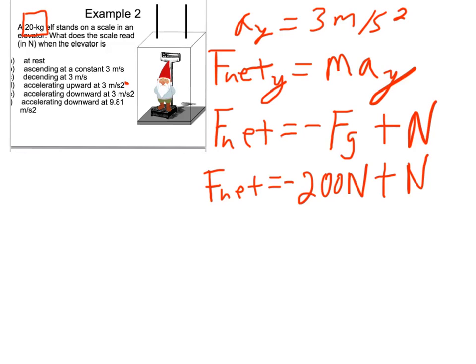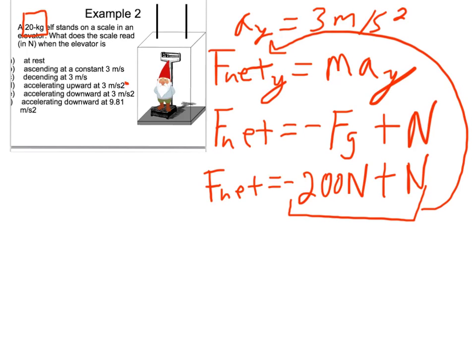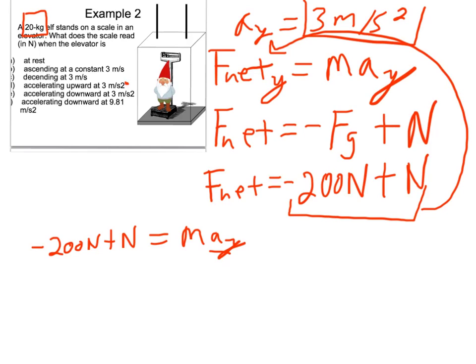Okay, so now let's take this information here and plug it in for F net in our original equation. Now we have negative 200 newtons plus our normal force equals mass times the acceleration in y. He is accelerating upward at 3 meters per second squared, so we know acceleration and we're trying to find normal force. Let's solve for the normal force. I'll add 200 to both sides, just like last time. Normal force equals mass times acceleration in y plus 200 newtons.